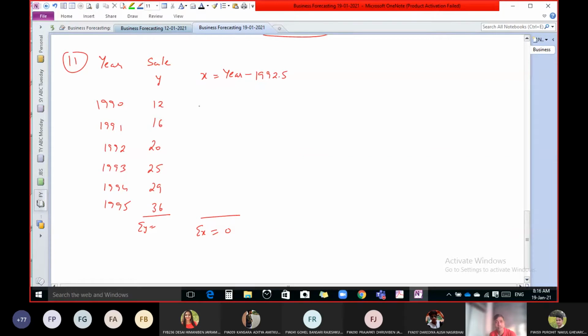Okay, so what do we get here? We get minus 2.5, minus 1.5, minus 0.5, plus 0.5, plus 1.5 and plus 2.5. So now see the total of x is 0. So it reduces our work. But listen, this is in fraction, in decimal points. So sometimes maybe we make a mistake using the calculator. The chances are very rare, but still it's better to convert this into integer. Is there any way to convert this into integer? Any of you have any idea?